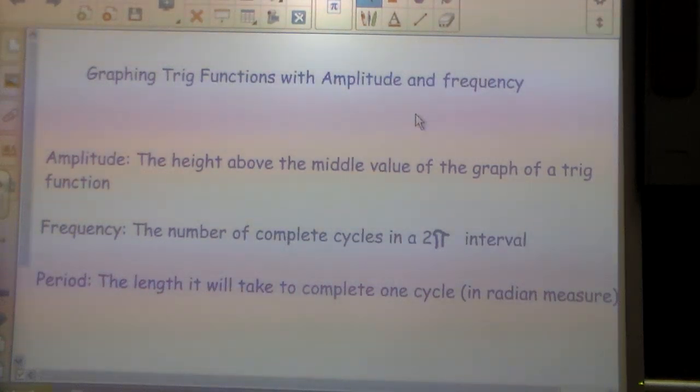So we're going to be changing the equation of sine and cosine around, and we're going to introduce a couple of new vocabulary terms here. So we're going to be graphing trig functions with different amplitudes and different frequencies. So let's define what those things are.